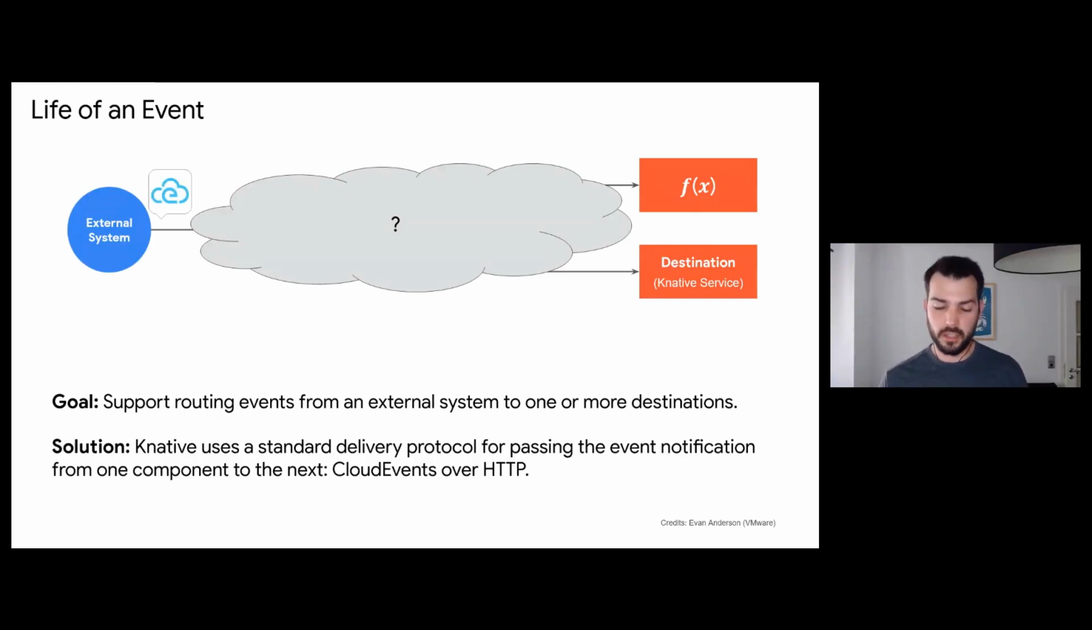So the solution to this in Knative, and by definition in TriggerMesh, is to use a standard delivery protocol for passing the event notification from one component to the next. So any component within our system will use the same protocol, and this protocol is CloudEvents over HTTP. So CloudEvents, think about it as a specification to transfer data in a well-specified format. A CloudEvent is nothing more than an envelope that contains metadata and some data, and which is transported, in our case, over HTTP, but it could be over a different protocol as well.